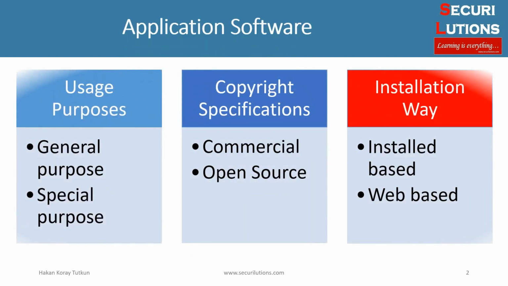We can categorize application software from various aspects. Application software according to usage purposes: general purpose application software and special purpose application software. General purpose application software fulfills a specific purpose, has specific functions, and has a widespread user base, like Microsoft Word, LibreOffice, Adobe Reader.